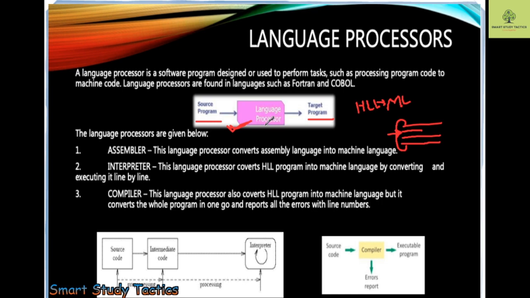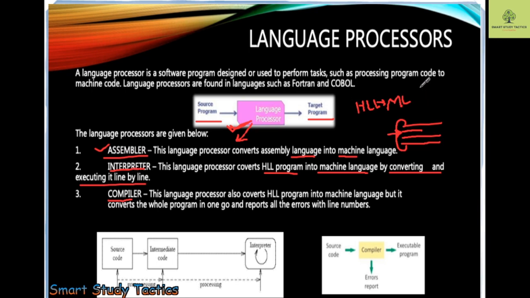Language processors are of certain types. Here are the types: assembler, interpreter, and compiler. An assembler language processor converts assembly language into machine language. These were the basic things. An interpreter language processor converts high level language to machine language, make sure HLL to ML, and executes line by line. This is an important thing: converting and executing line by line.